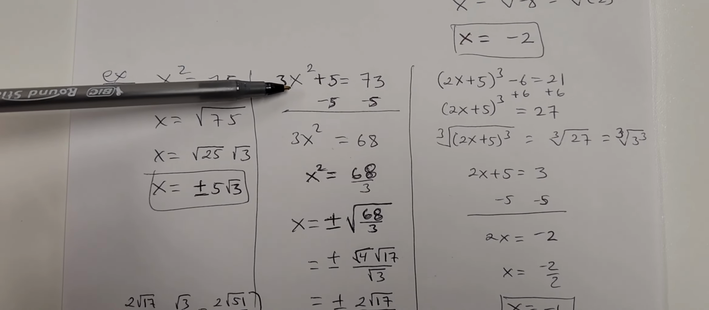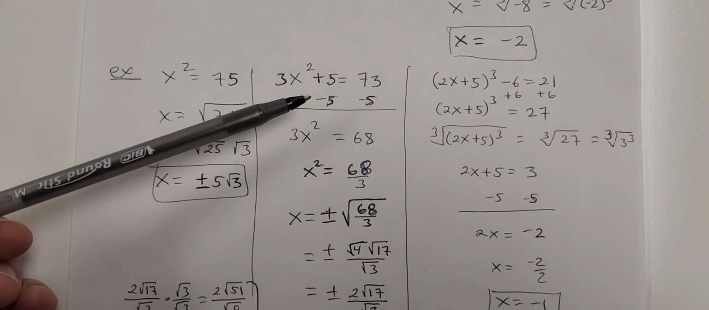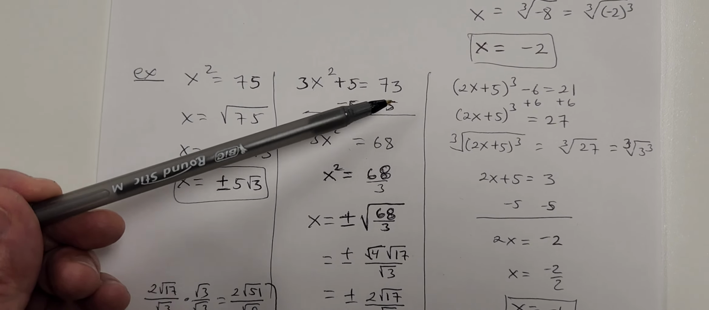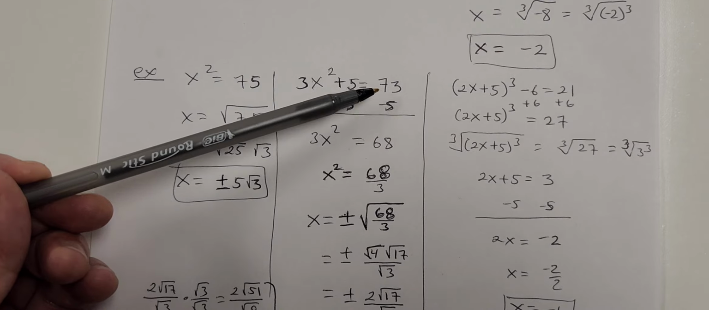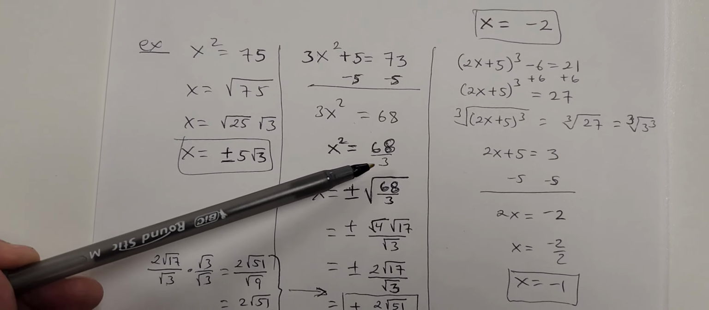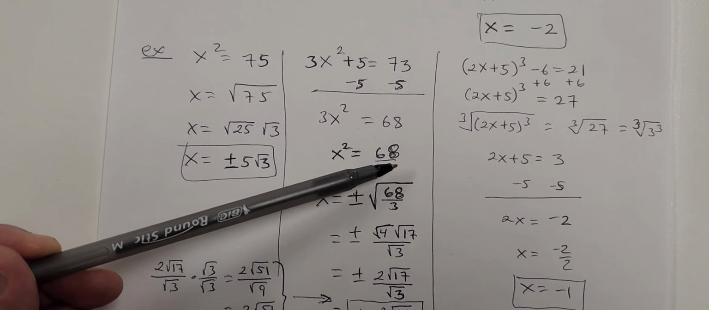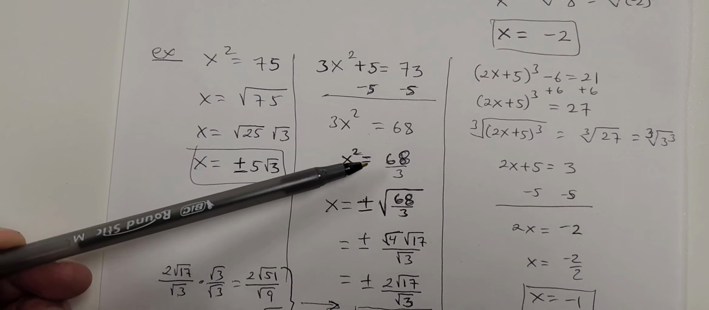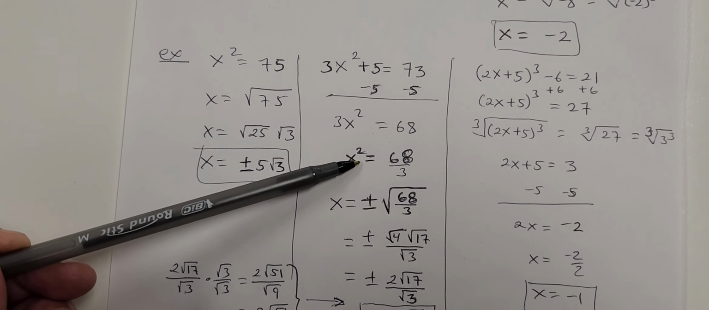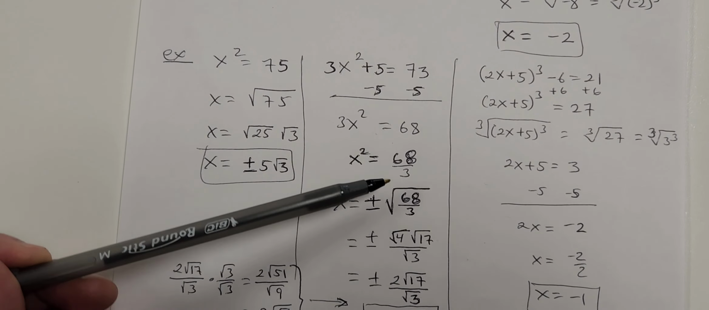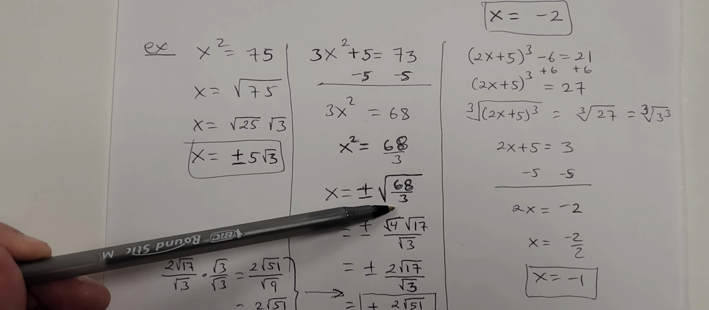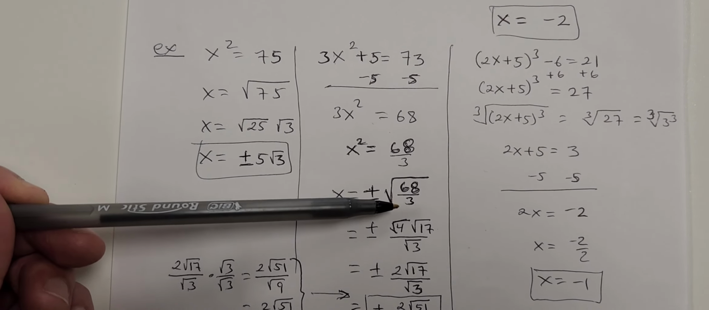Okay? Here's another example. So let's move the 5 over first. So this is a positive, so bring the 5 over, which is negative 5. So 73 subtract 5 gives me 68. I want x to be by itself, so divide by 3 to both sides. So I have 68 over 3. I want to square root this 2. This is a power 2, so I want to square root both sides. So I have square root 68 and also square root 3. Okay, so square root 68 and square root 3.